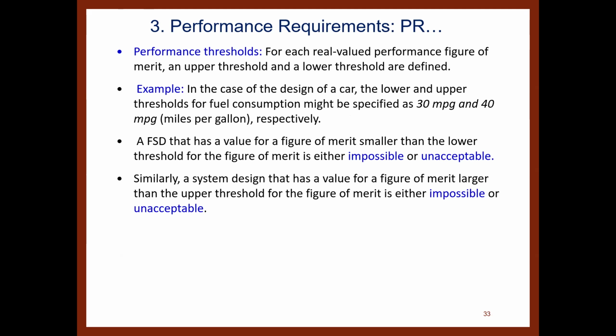So for example, in the case of the design of a car, the lower and upper thresholds for fuel consumption might be 30 miles per gallon and 40 miles per gallon. A functional system design that has a value for a figure of merit smaller than the lower threshold for that figure of merit is either impossible or unacceptable. Similarly, a system design that has a value for a figure of merit larger than the upper threshold is impossible or unacceptable based on our requirements.